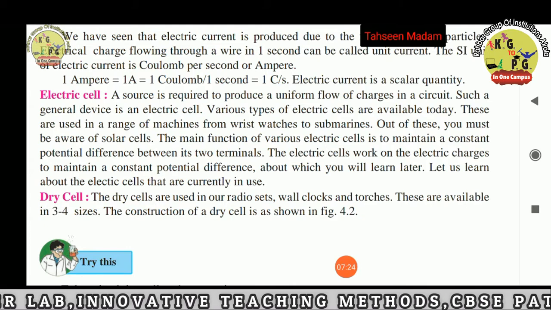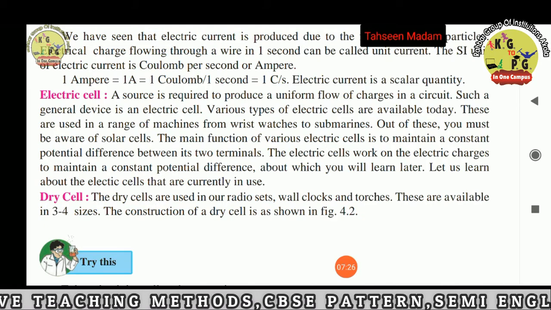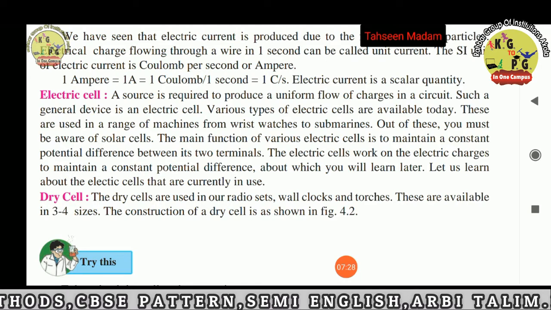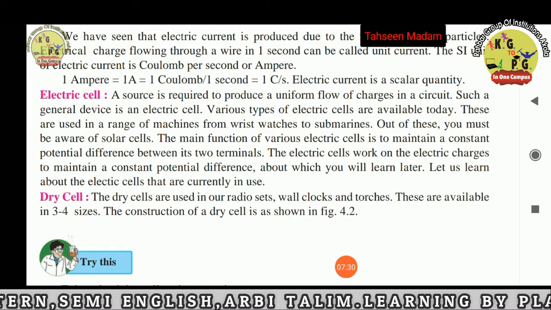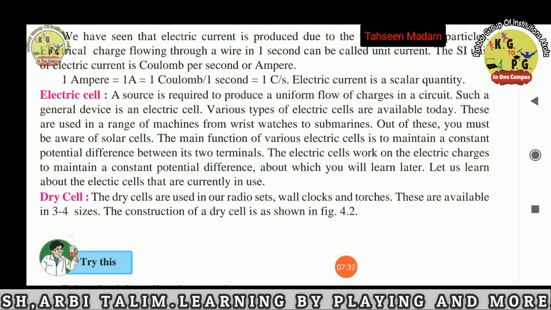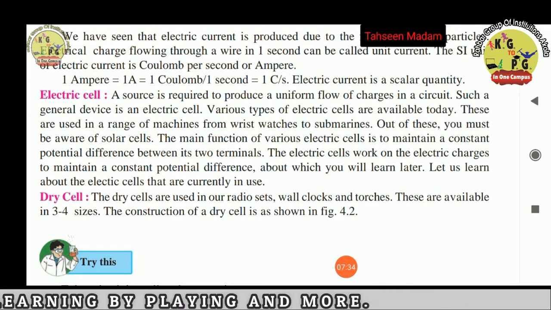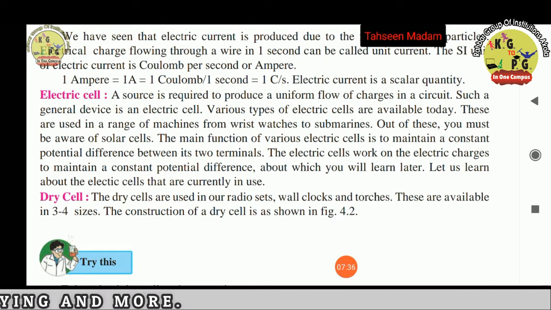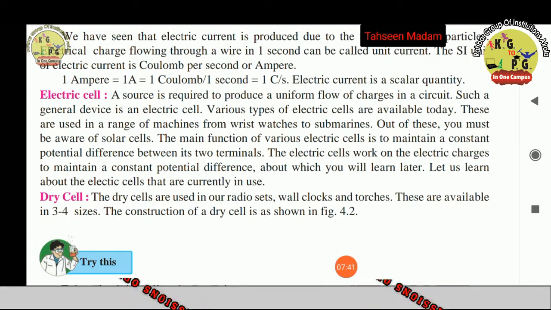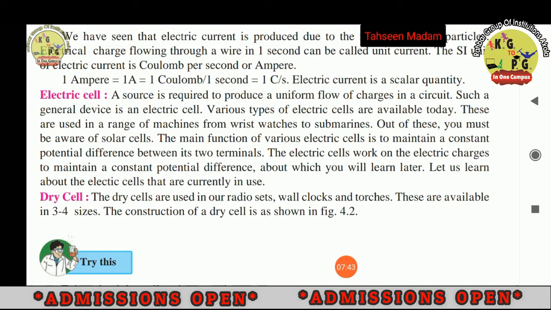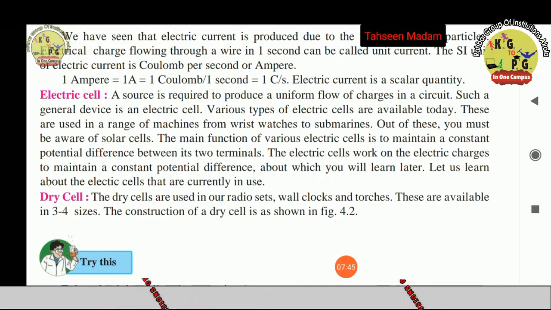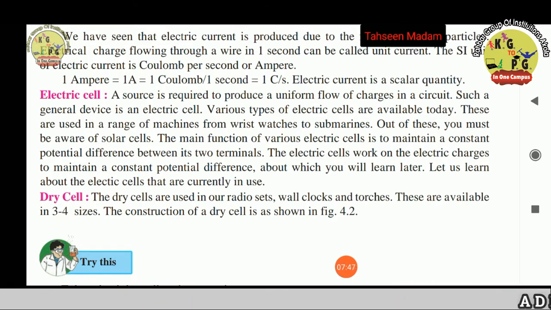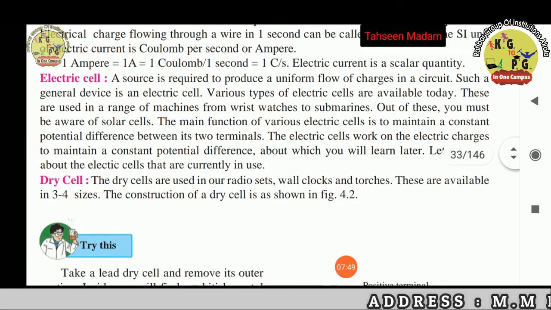Out of these, you must be aware of the solar cell. The main function of various electric cells is to maintain a constant potential difference between their two terminals. The electric cells work on the electric charge to maintain a constant potential difference, about which you will learn later. Let us learn about the electric cells that are currently in use.